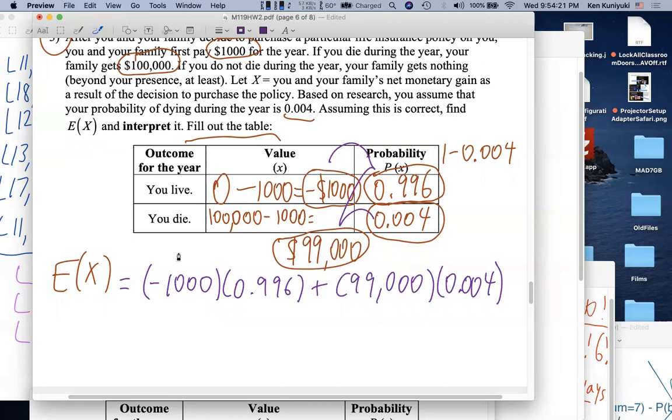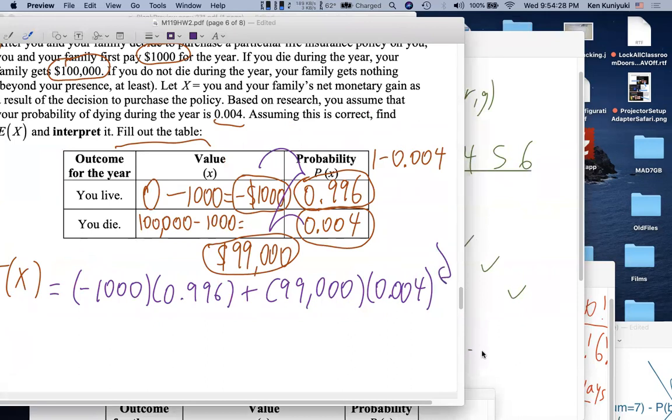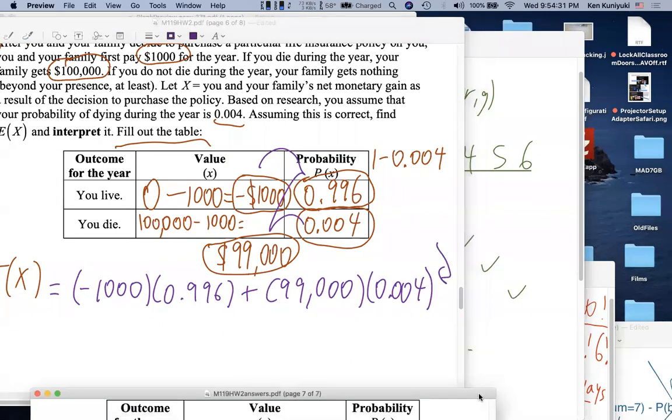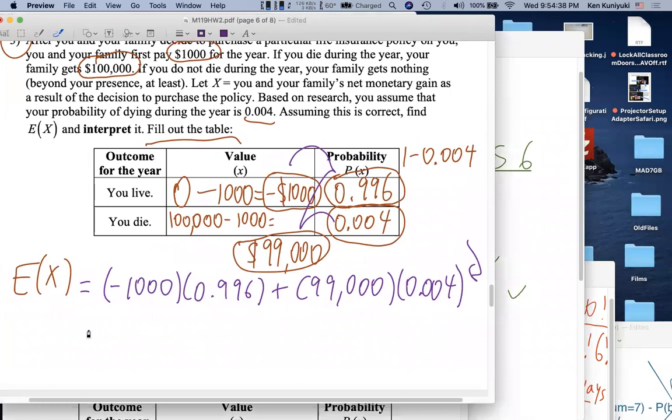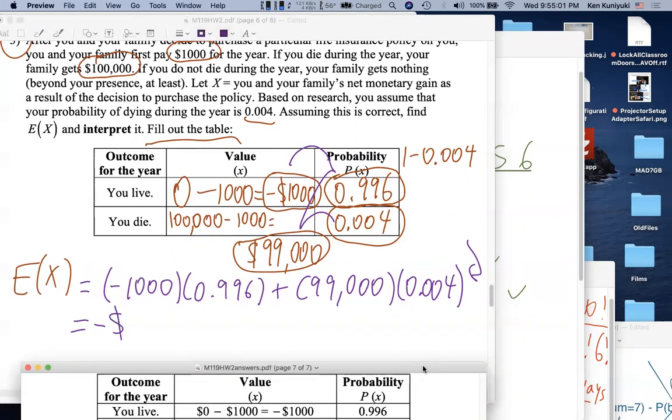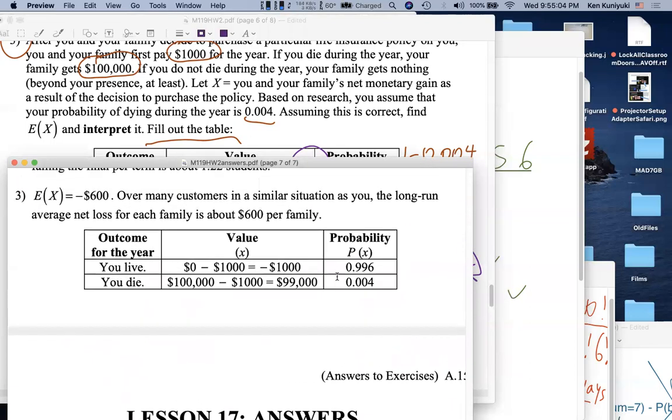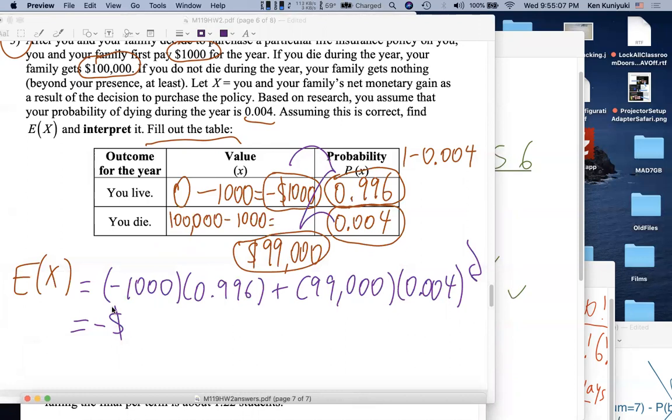Now write this out. Do show this work. Show me the result of your zigzag, and then work that out. What do you get? You better get dollars. It's the expected value of X, where X is the net monetary gain for your family. It's the mean of this probability distribution. It's going to be negative, isn't it? Because insurance companies are out to make money. So this better be negative, otherwise the insurance company is going to go out of business. Negative what? Negative $600, exactly.